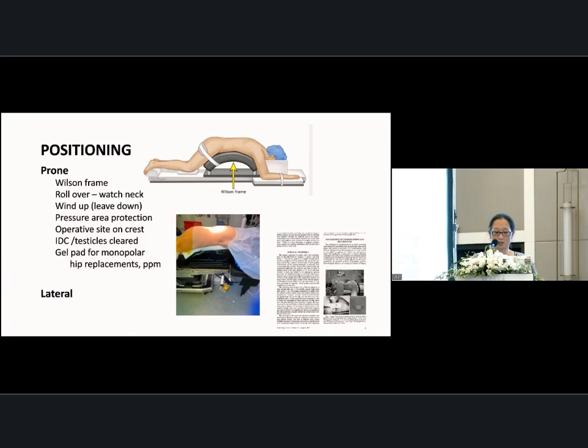Pressure area protection, as you know, with the prone position, there have been cases of blindness occurring. With the male patients, make sure the testicles are cleared and the gel pads applied don't go over the hip replacement. And also patients with pacemakers, be aware of that when using monopolar.